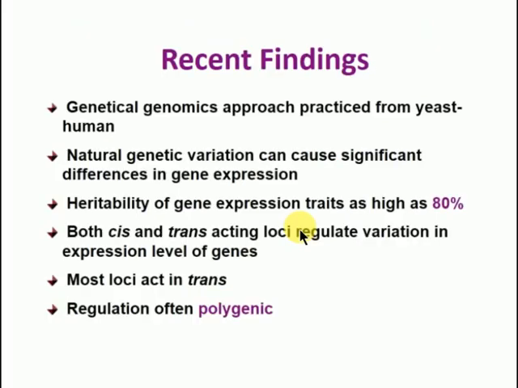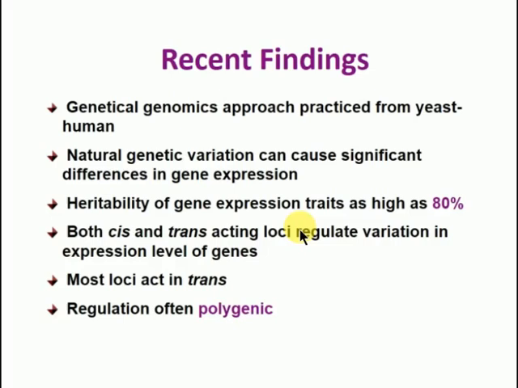Okay, I'll tell you what the recent genetical genomics approach has practiced. This has been done in a very wide range of diploid species, from very simple eukaryotic species like yeast to human. And this analysis shows that natural genetic variation, the sequence variation, can significantly explain the difference in gene expression. In other words, we find gene expression variation can be attributed to sequence variation. There is a significant association between gene expression variation and genome structure variation.